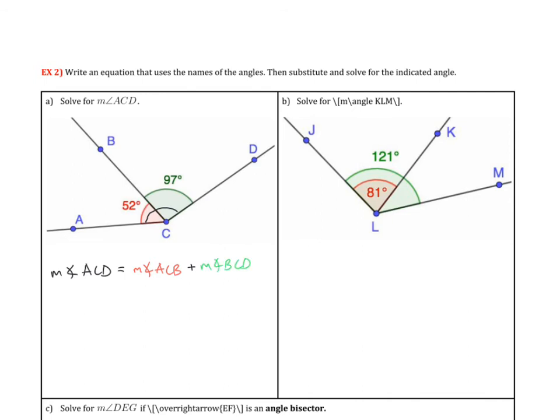And again, that will give me my entire angle ACD. Now it's just a matter of substitution. So the measure of angle ACD is going to be equal to 52 degrees plus 97 degrees. Adding these together on a calculator, we get that the measure of angle ACD is going to be equal to 149 degrees.